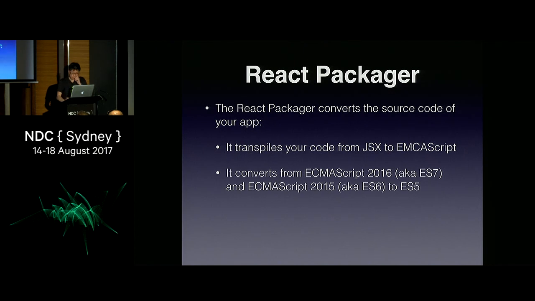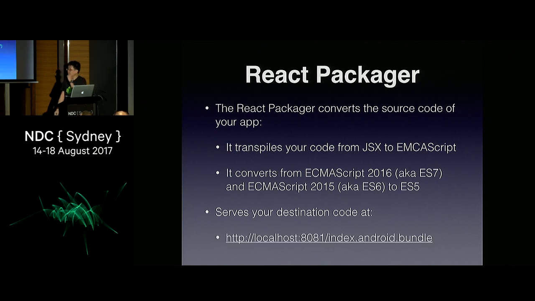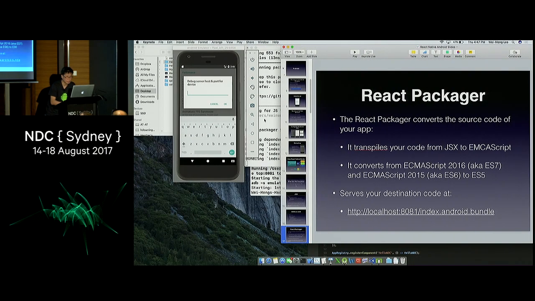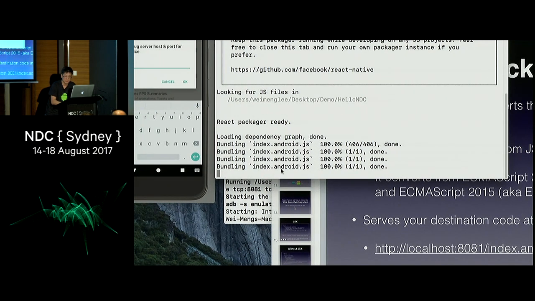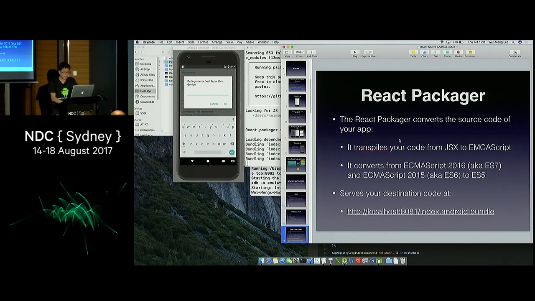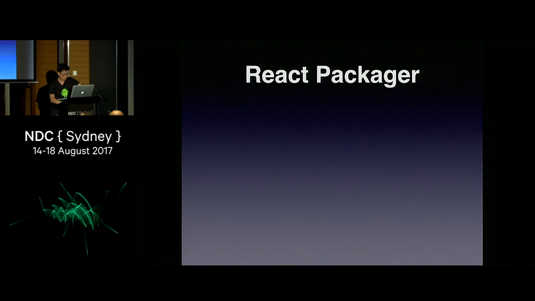So basically, that's the use of the React Packaging Manager. And it serves your destination code at the following URL. So this is what happens behind the scene. Earlier on, when I was running my Hello NDC application, the React Packaging Manager was actually serving my code at this URL. If you were to point a browser to this URL, you will see a whole bunch of JavaScript. This is what is being sent to your application, and your Android Studio application will take this code and build a UI. Okay, let's move on.